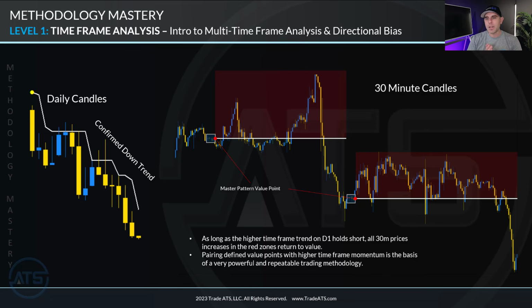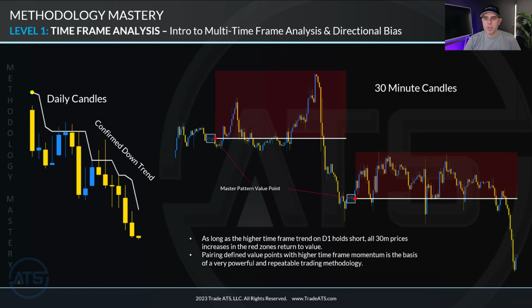What does that mean? If you look at the red zones on the slide, every single time price action tries to deviate away from fair market value, it's going to return right back to that value point in the higher time frame trend. Why does this happen? Because the stronger money and the more stable money is supporting the higher time frame direction.